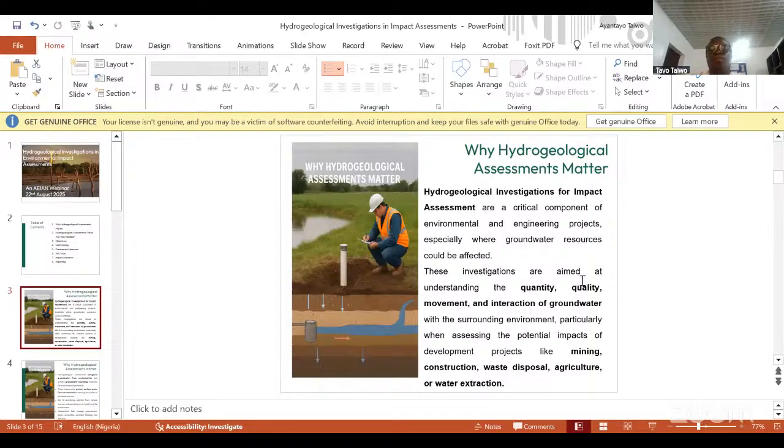So hydrogeological investigations for impact assessment are a critical component of environmental and engineering projects, especially where groundwater resources could be affected. These investigations are aimed at understanding the quantity, that's one, the quality, the movement, and interactions of groundwater with our environment, especially when we need to assess the potential impact of development projects such as mining, construction, waste disposal, agriculture, or water extraction.